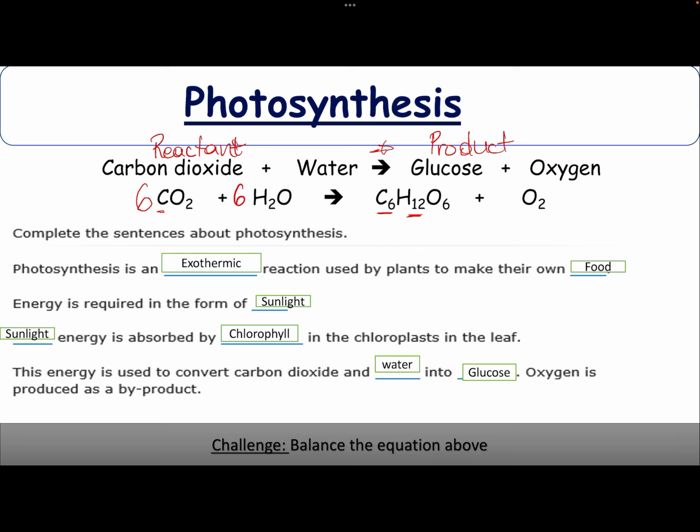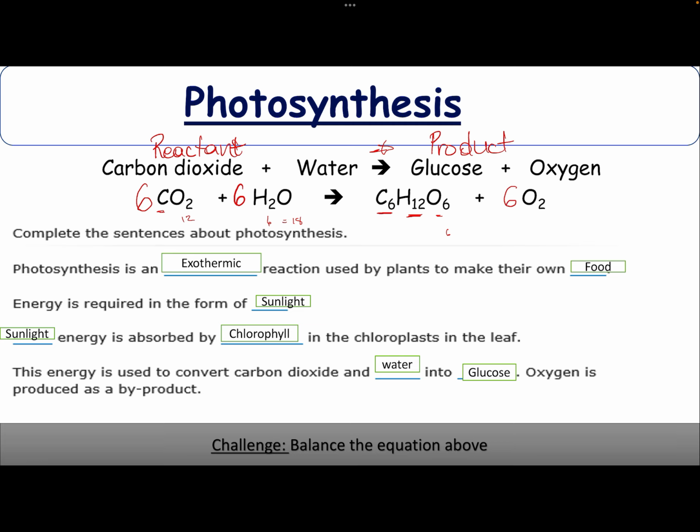On the reactant side, I've got 6 times 2 is 12 oxygens there, and I've got 6 here. 6 plus 12 is 18. And on the product side, I've got 6 oxygen here, and over here I've got 2. So it means I need to put a number 6 there.